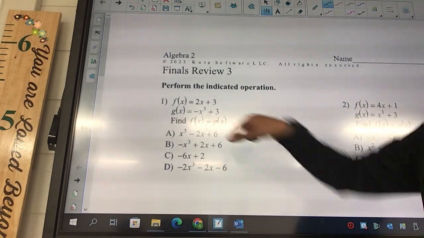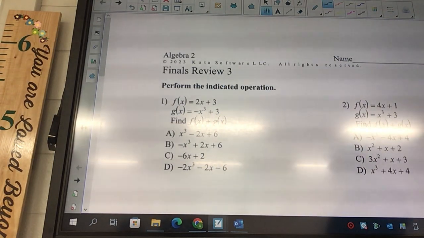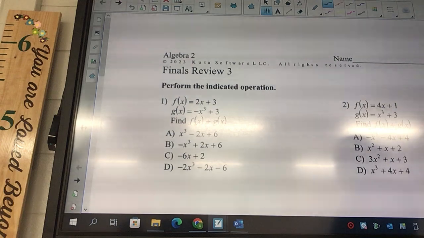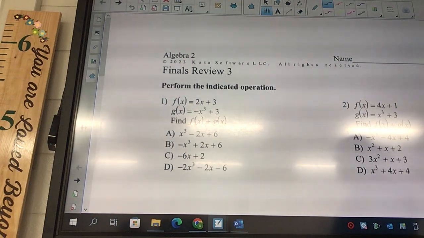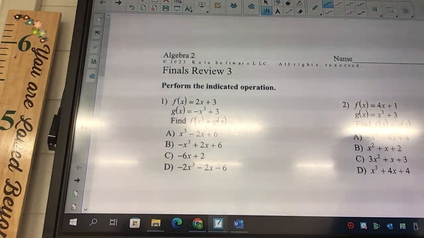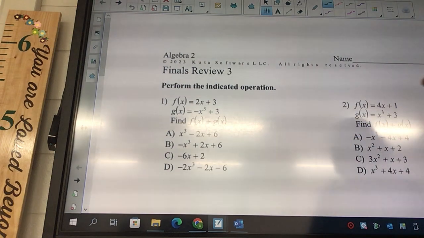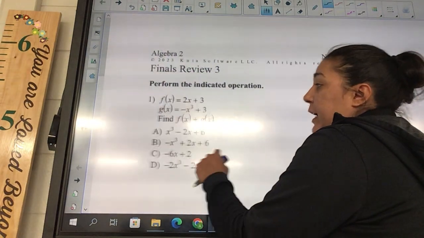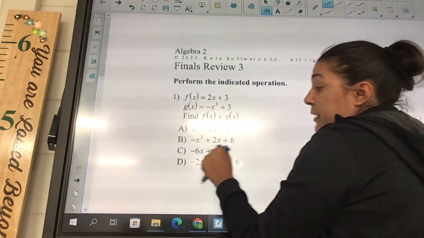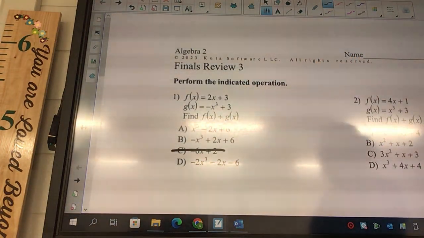First one, and we would add these together. What is the highest exponent you're going to get? What's the highest exponent up there? X3. Okay, so this one is definitely not it. The highest exponent is 6x2. That one's definitely not it.